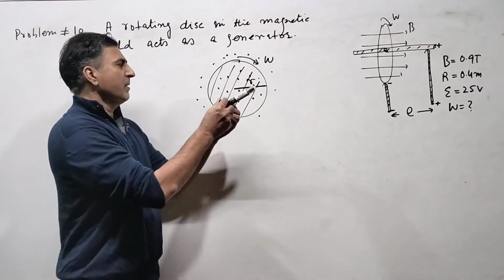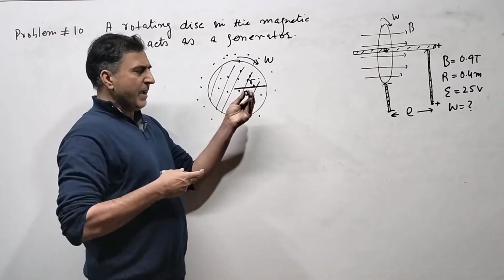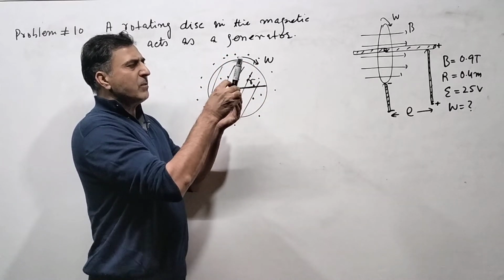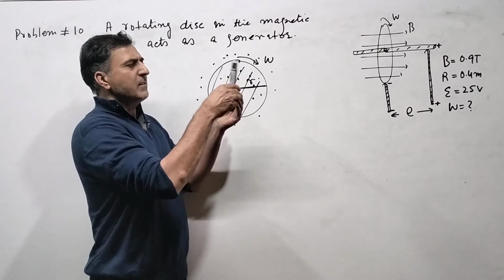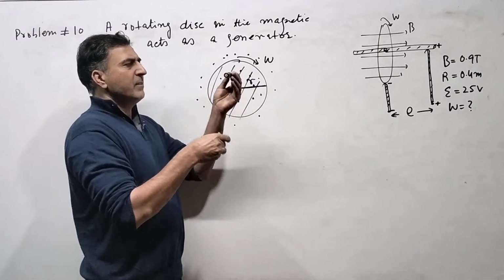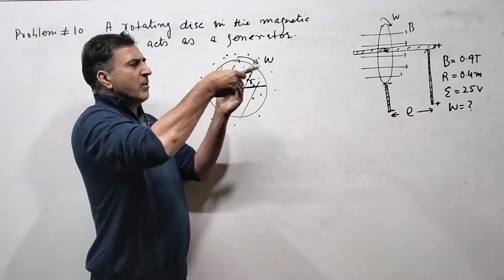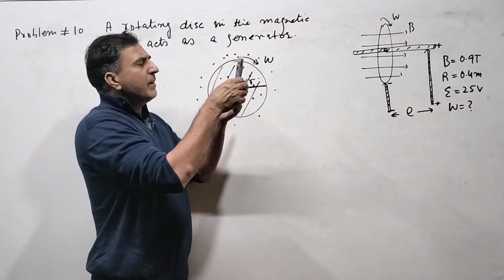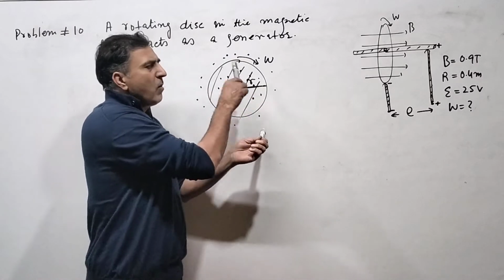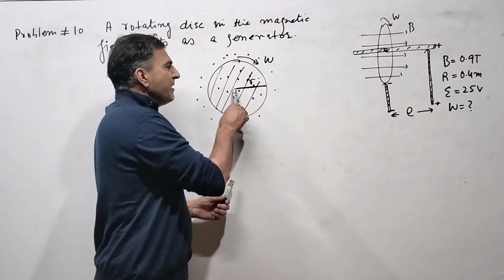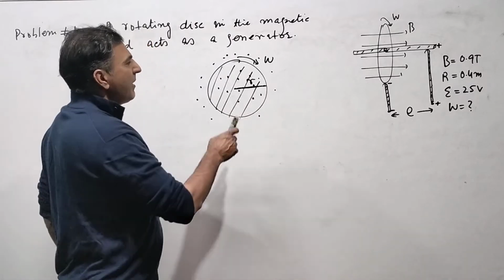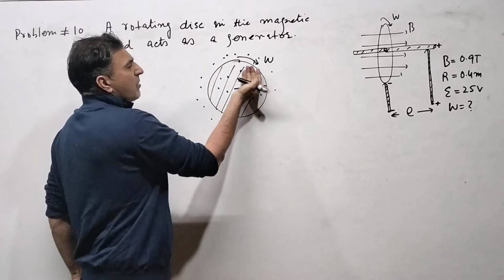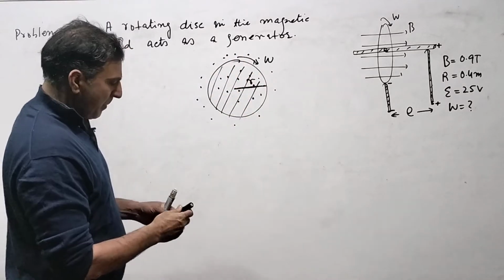The magnetic field is like this, outwards, right? And the disk rotates, and the radius vector of the disk rotates like this in the magnetic field. This rod rotates in the magnetic field. The rod is something like the radius vector. Through imagination, I consider it to be a rod, and I consider this disk to be made of these little rods. They are rotating and cutting the magnetic field.